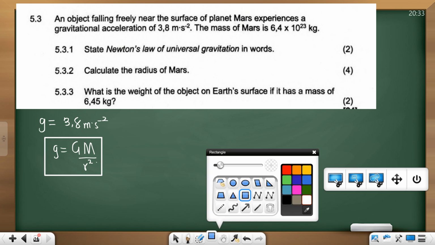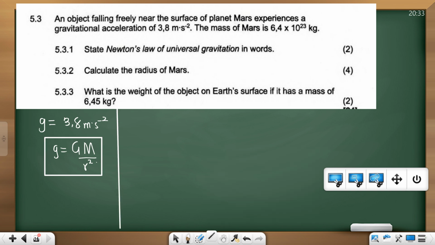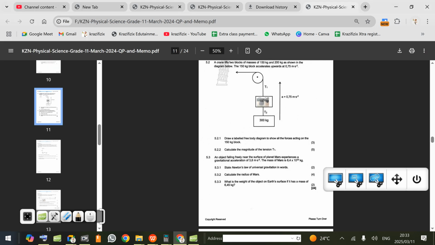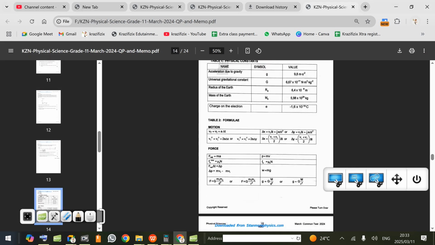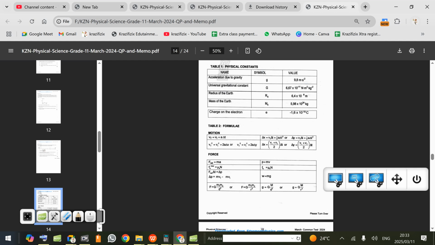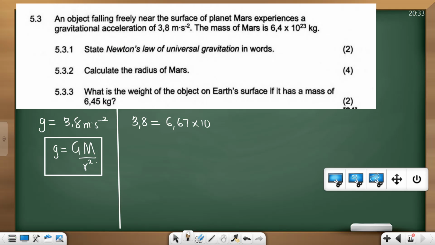Now, what is our g? Small g, acceleration due to gravity, which is what we are given. 3,8. Now, what is this G? 6,67 times 10 to the power, let me just confirm that value. If you check on the formula page, you will see it there. 10 to the power negative 11. Now, what is the mass of Mars? 6,4 times 10 to the power 23 over R squared. Now, if you cross multiply, yes.